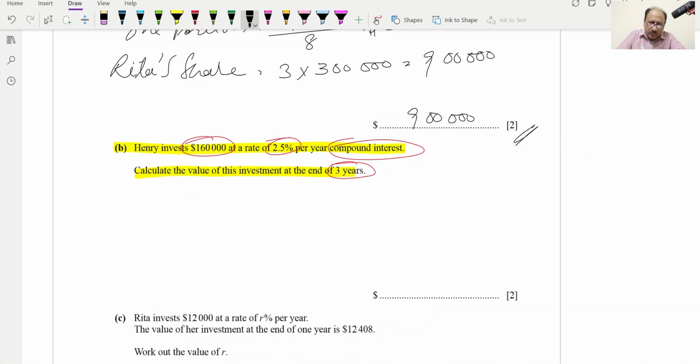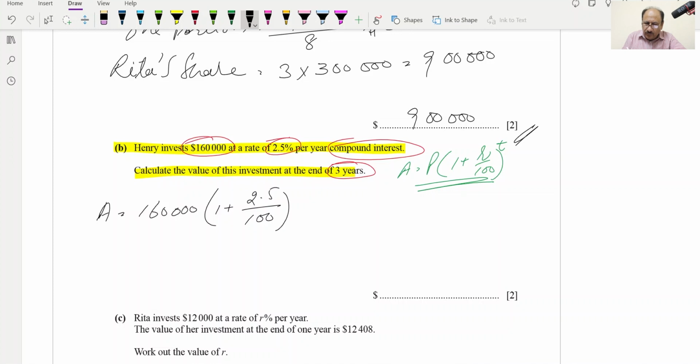So we know the formula. Compound interest formula is what? Amount is equal to principal amount into 1 plus rate over 100 raised to the power t, the time duration. This will be the formula which we will be applying. So amount will be equal to principal amount, this is the principal amount, 1 plus rate, which is 2.5 over 100, and raised to the power time duration, which is 3 years.